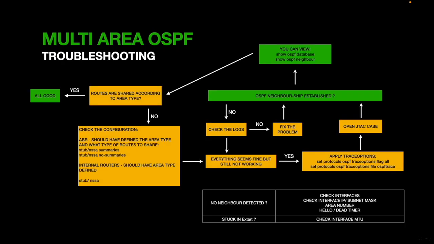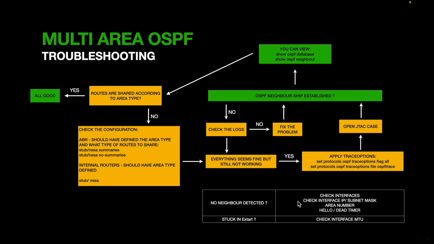The troubleshooting is pretty similar to the single area OSPF. If you don't have a neighbor detected, you should check the interfaces, the IP and subnet masks, the area number, and the hello and dead timers. And if the neighbor relationship is stuck in ExStart, you should check the interface MTU. What can be different here?